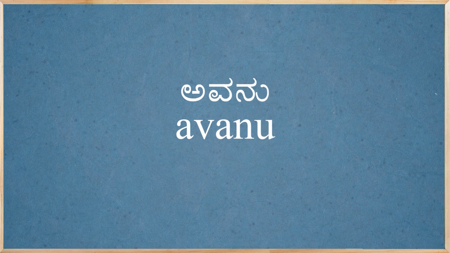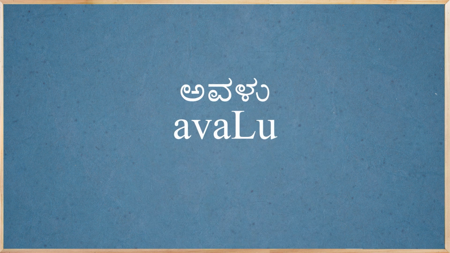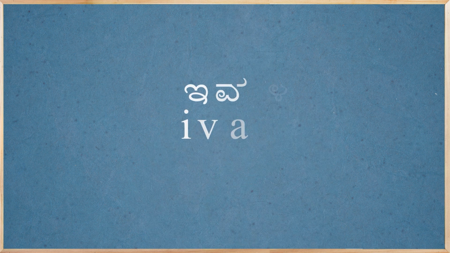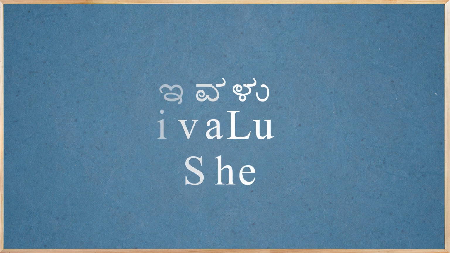Words for he and she. Avanu means he, used for someone far away or remote. Ivanu means he but is used for someone nearby or proximate. Then we learnt the words for she. Avalu means she for someone far away or remote. Ivalu also means she but for someone nearby or proximate.